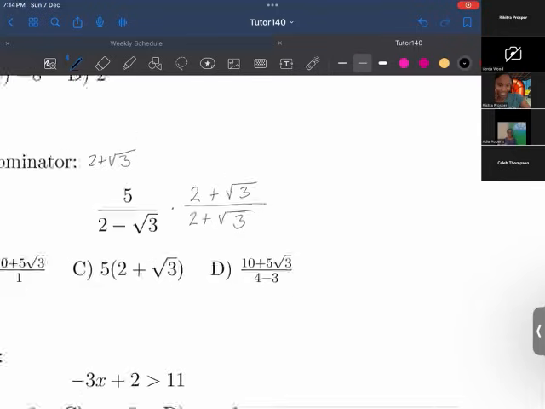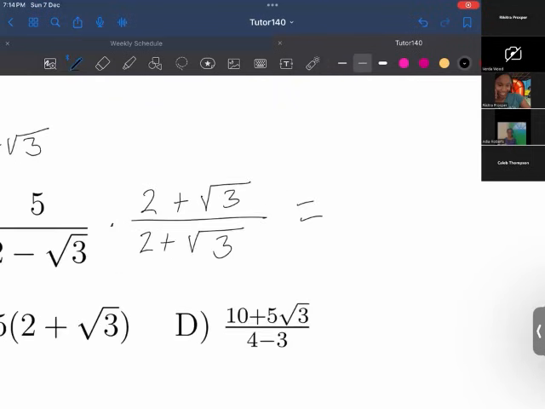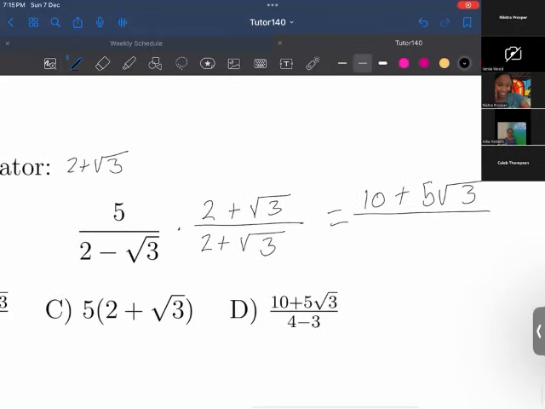So you can multiply the numerator first. 5 times 2 is 10, plus 5 times root 3 is 5 root 3. Now, we have 2 times 2. First, we're going to multiply 2 times 2, this FOIL.